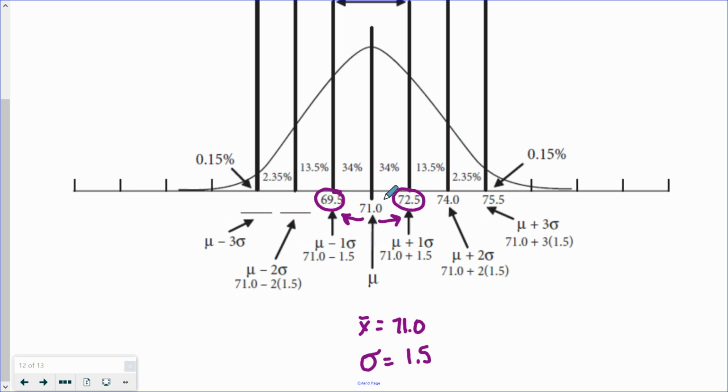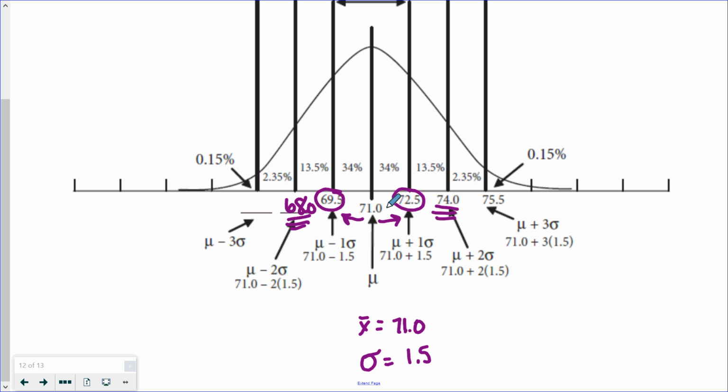So that's 68% of our data is between 69.5 and 72.5. So if I add another 1.5, indicating one more standard deviation higher, that gets me to 74. If I subtract another 1.5 from this, or take my mean and subtract 2 times 1.5, that gets me 68.0.